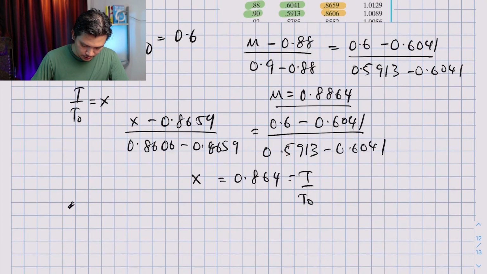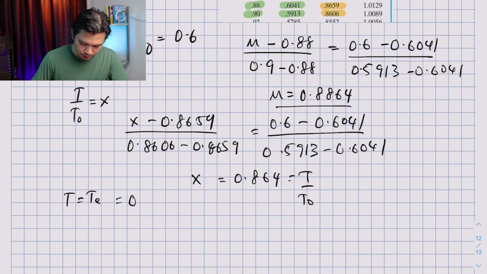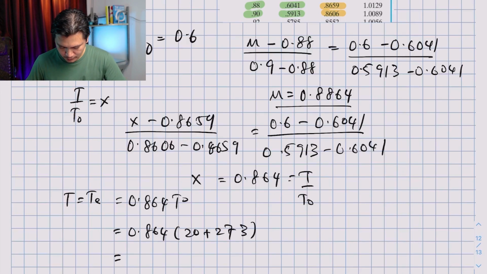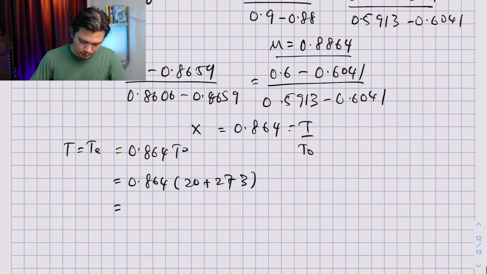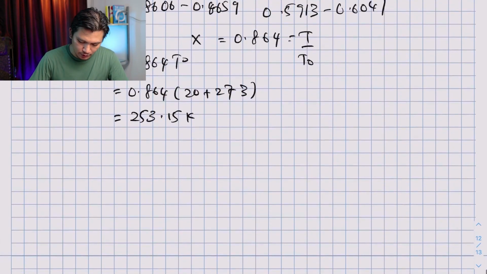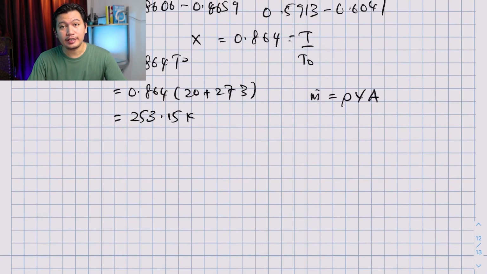So basically T, which is T at the exit of the nozzle, is equal to 0.864 times T naught. And my T naught, if you remember, is 20 degrees plus 273. You will have 253.15 Kelvin. And to find the mass flow, let's go back to the original continuity equation, which is rho times velocity times area. We already know the area, right? 0.001.